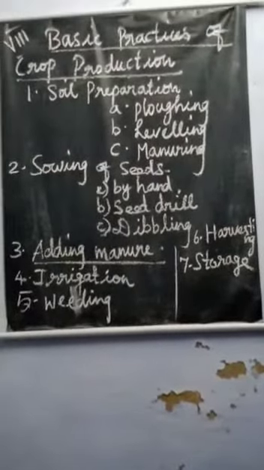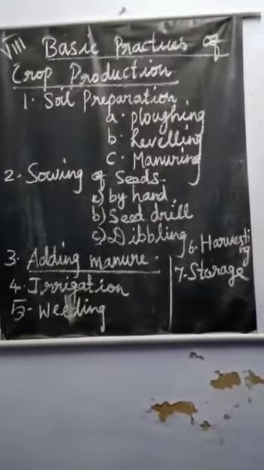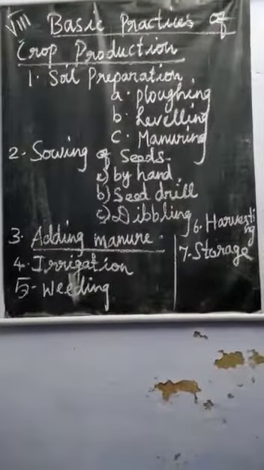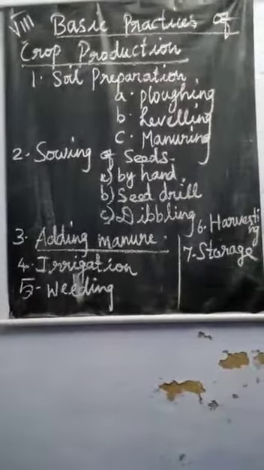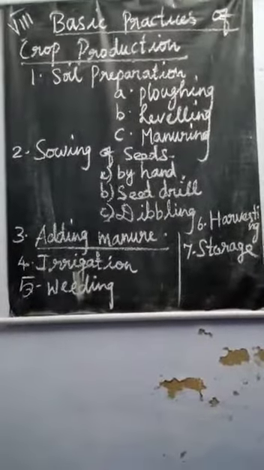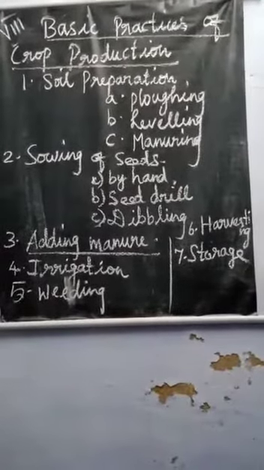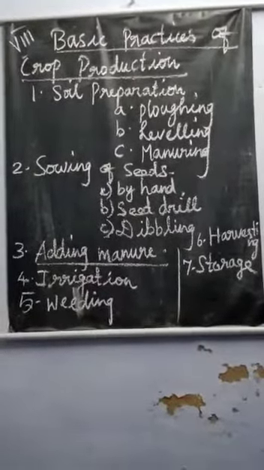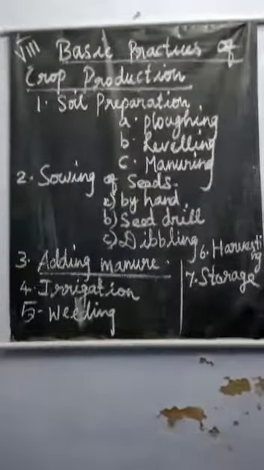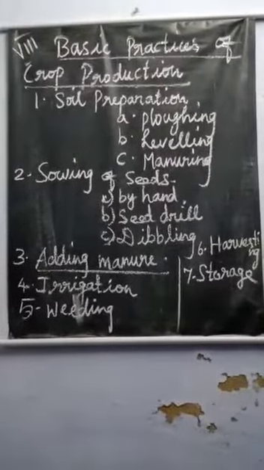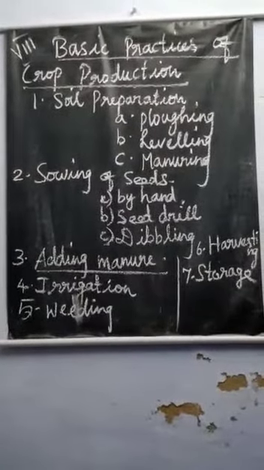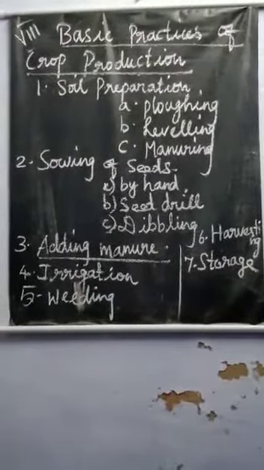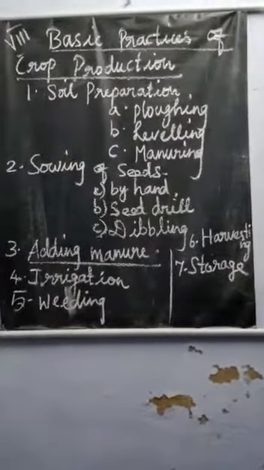So these are the steps involved in crop production. Generally there are seven: soil preparation, sowing of seeds, adding manure and fertilizer, fourth irrigation, fifth weeding, sixth harvesting, and seventh storage. In soil preparation there are three methods: ploughing, with implements like the plough, hoe and a cultivator, which you can go and read, then leveling and manuring. Then sowing of seeds by hand, seed drill and dibbling. Then adding manure, then irrigation means watering the plants, then weeding and harvesting. You can read.